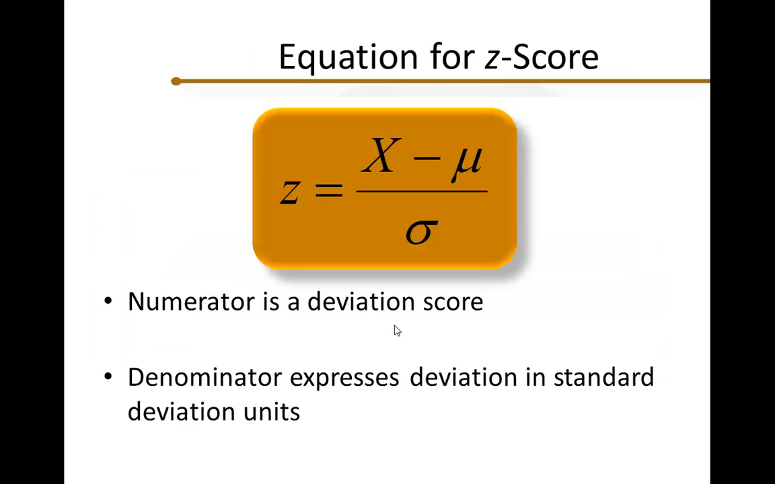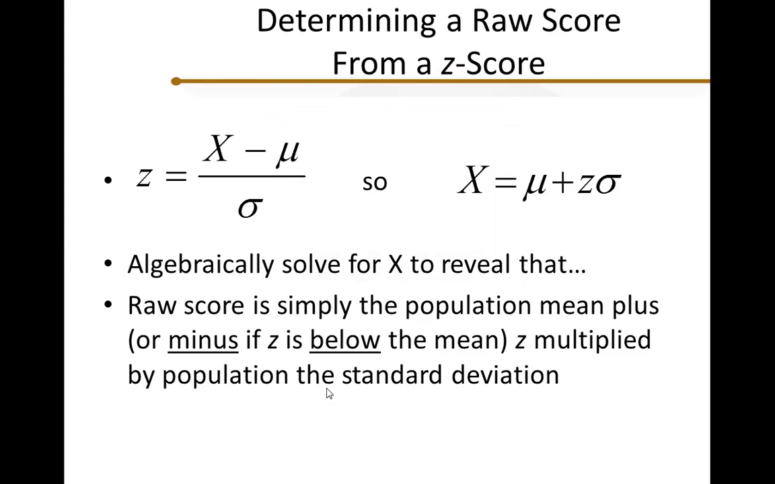Now here's the equation for your z-score, and it looks a little scarier than what it really is. Really, your z-score equals the value, the score you're looking at, minus the population mean, divided by the standard deviation. The numerator is a deviation score, and the denominator represents the deviation in standard deviation units.